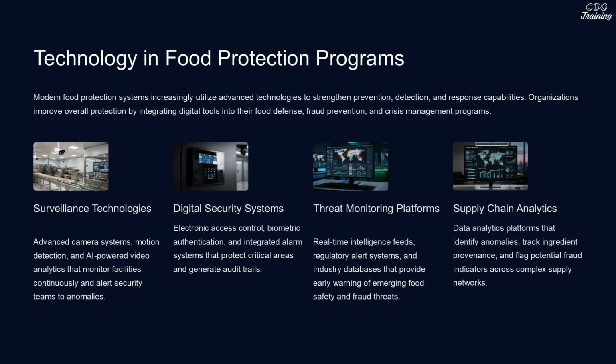Integrating advanced technologies into food protection programs enhances prevention, detection, and response capabilities. This includes surveillance technologies, digital security systems, threat monitoring platforms, and supply chain analytics. These tools help organizations improve food defense and crisis management.